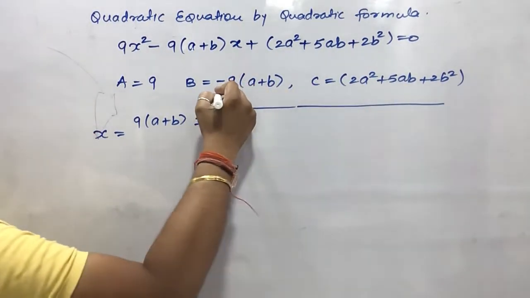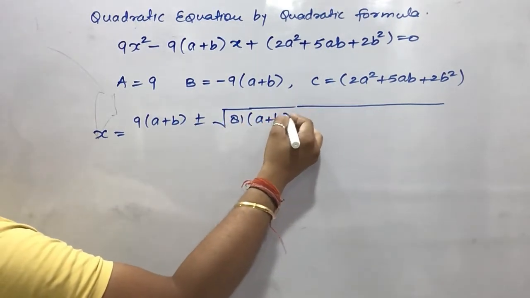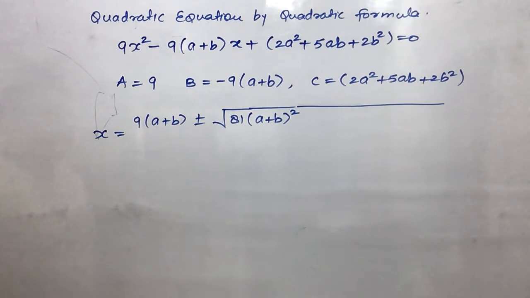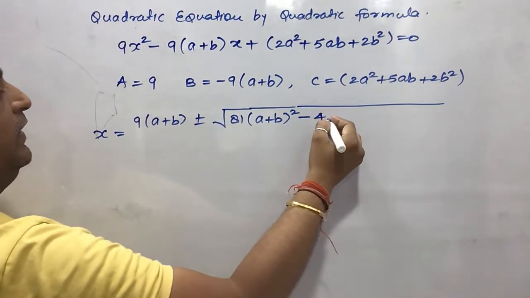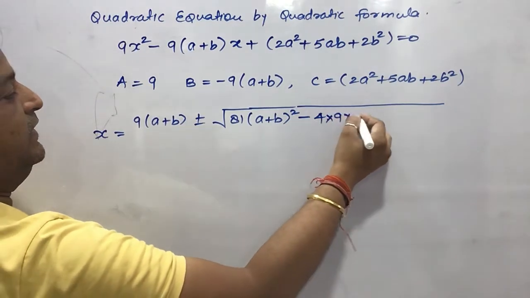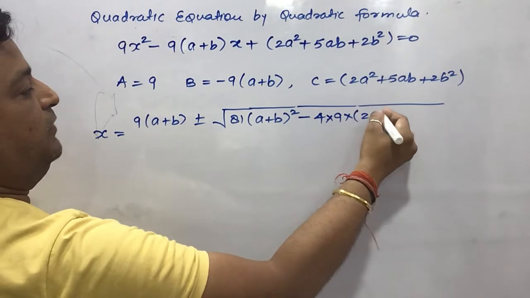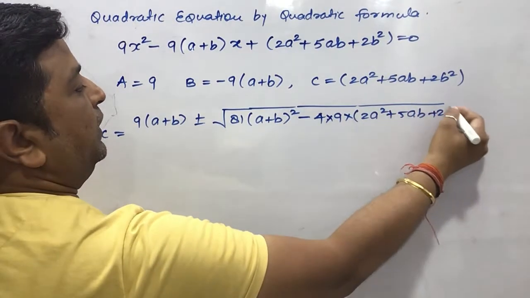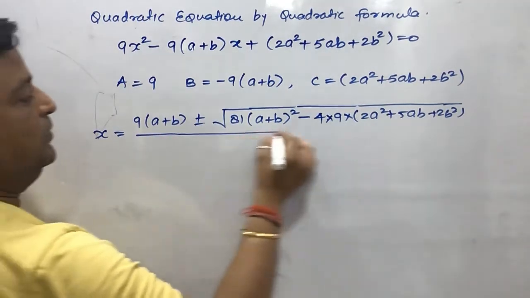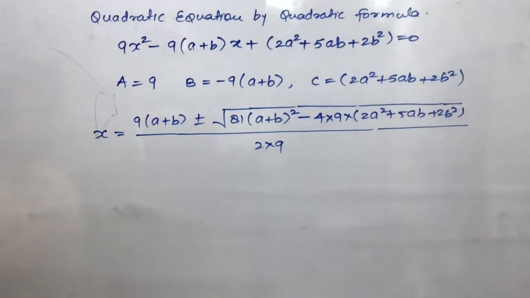What I will do, इसका square करना है मेरे को, so it will be 81 (a plus b) to the whole square minus of 4. What is the value of a? It is 9. Then c is what? 2a square plus 5ab plus 2b square upon 2 into 9. So no need to worry at all.